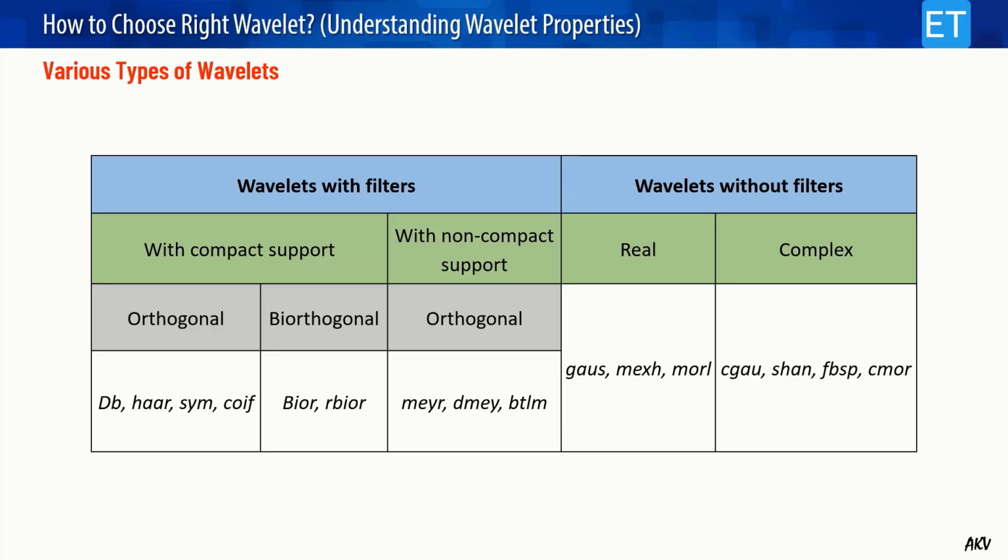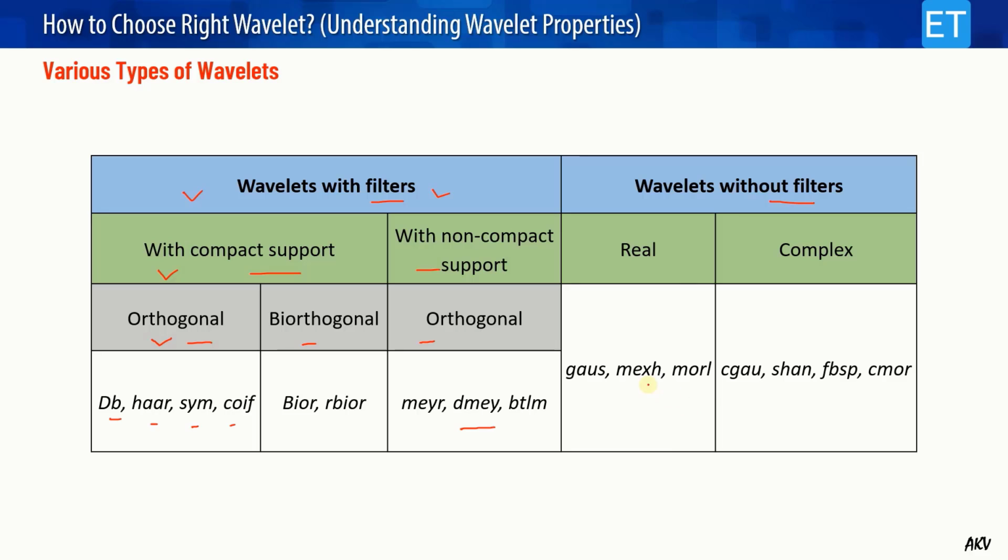And this is another table which classifies the different types of wavelets. So the two major categories I have shown here are the one with the filters and one without the filters. The one with the filters is further divided into compact support and non-compact support, and then further divided into orthogonal and bi-orthogonal. So the DB, HAR, SYM, COIF are the wavelets which are orthogonal with the compact support and with the wavelet filters. And this is the group Meyer, DMeyer, Battle-Lemarie Meyer. They are orthogonal, but they do not show the compact support, but can be realized with the filters.